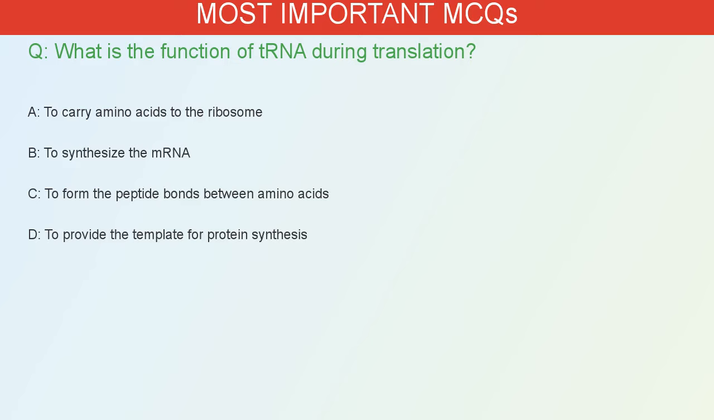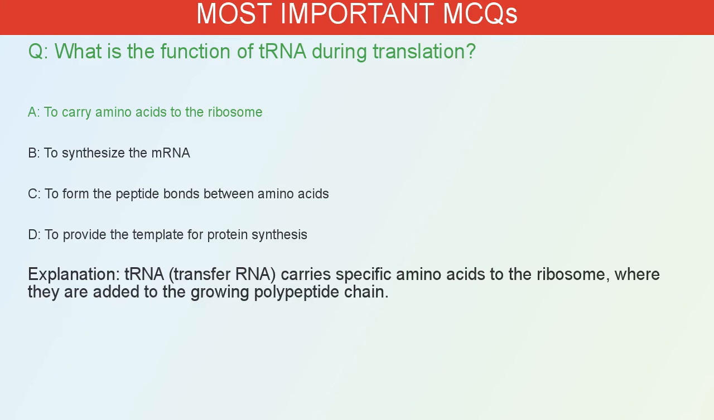What is the function of tRNA during translation? A. To carry amino acids to the ribosome. B. To synthesize the mRNA. C. To form the peptide bonds between amino acids. D. To provide the template for protein synthesis. The correct answer is A. tRNA, transfer RNA, carries specific amino acids to the ribosome, where they are added to the growing polypeptide chain.